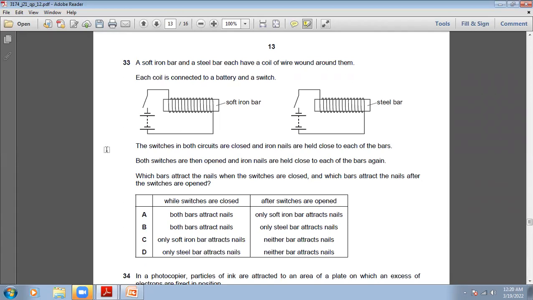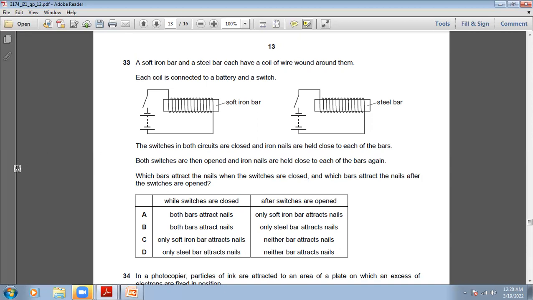opened? You see, when both the switches are closed, a soft iron bar and a steel bar, they both will become electromagnets. So when the switches are closed, they both will attract the nails. But when you open the switch, the soft iron bar will lose its magnetism immediately, but the steel bar will not lose its magnetism. So when you have opened the switch, only the steel bar will retain its magnetic properties and it will continue attracting the nails.